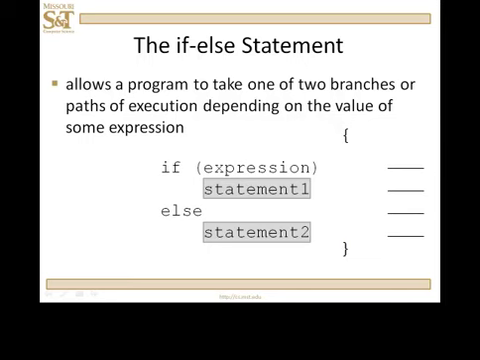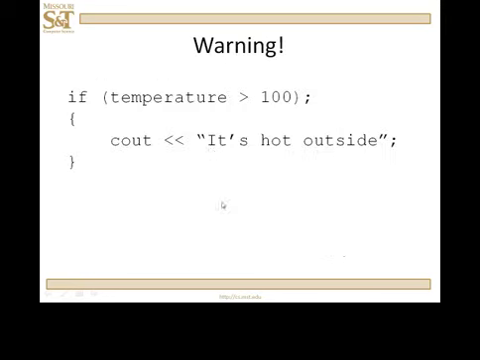So how does this thing work? Well, it's very simple, of course. If expression comes out to be true, then statement 1 is going to be executed. And the else is ignored. And then control passes down to anything down here, whatever statements follow the if-else. If, on the other hand, expression is false, then statement 2 is executed and statement 1 is ignored. It's really pretty simple.